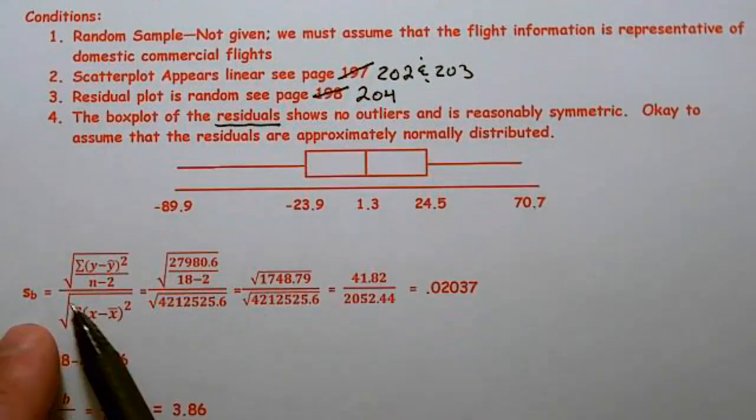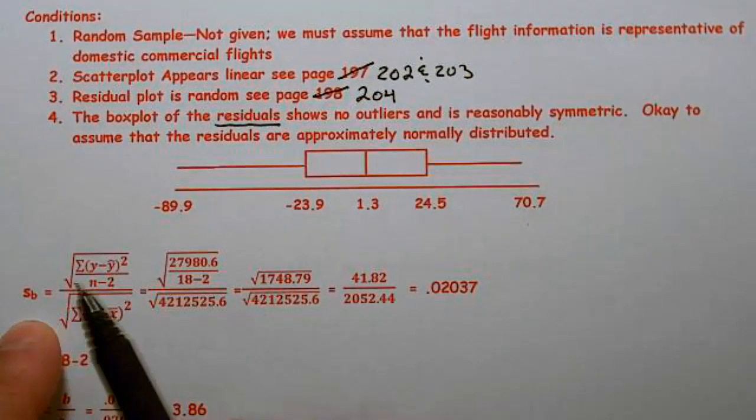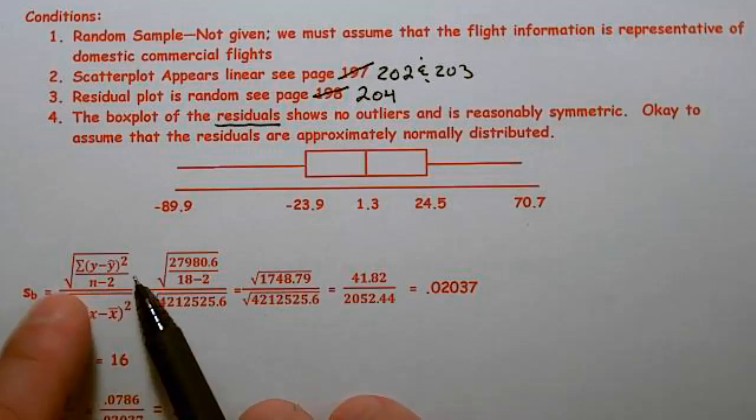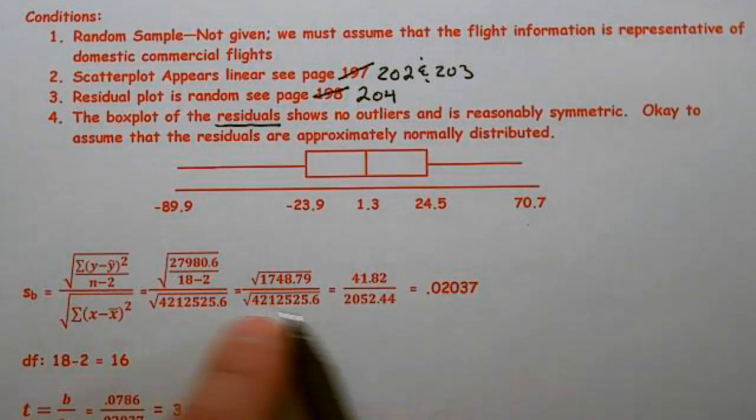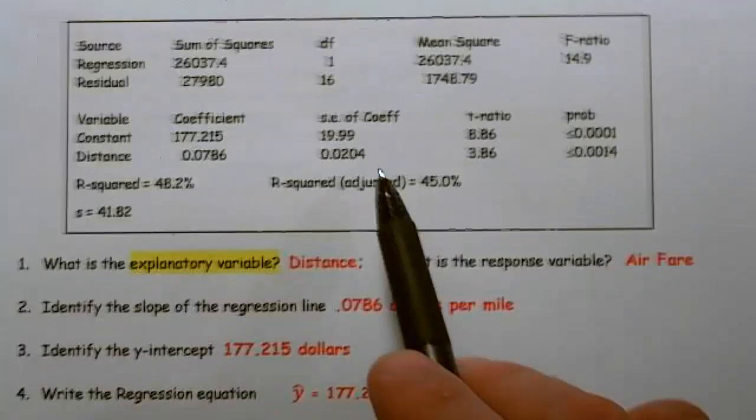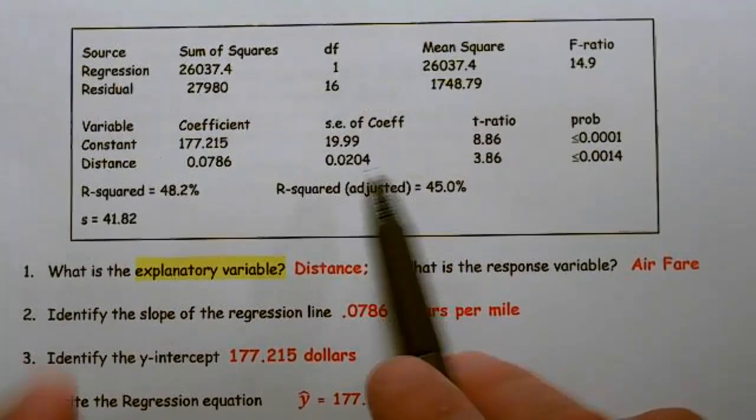Okay, SB, standard error of the slope. They're not going to ask you how to calculate it. So you're not going to need to memorize this formula. You're not going to need to go through all this mess. In fact, what you're going to end up doing is you're going to pull it directly off the computer printout.